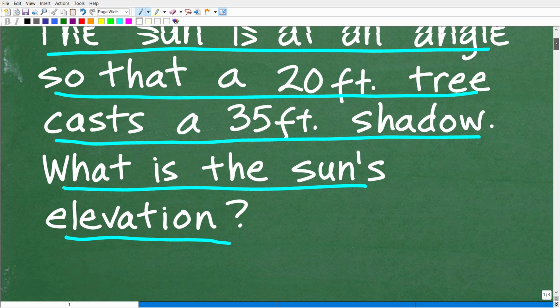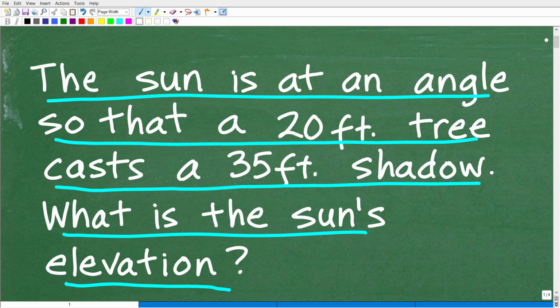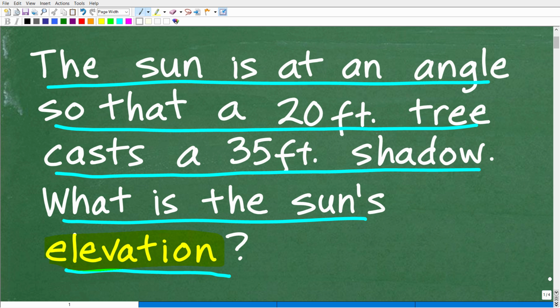Okay, so this problem right here could be a bit confusing if you don't know what elevation means. That's effectively just how high is the sun in the sky. So if you're standing right here, you're an observer, and you're looking at the sun way up here, we're looking for this angle. This is basically the elevation of the sun at that particular moment in time. Okay, so let's go and take a look at the answer.